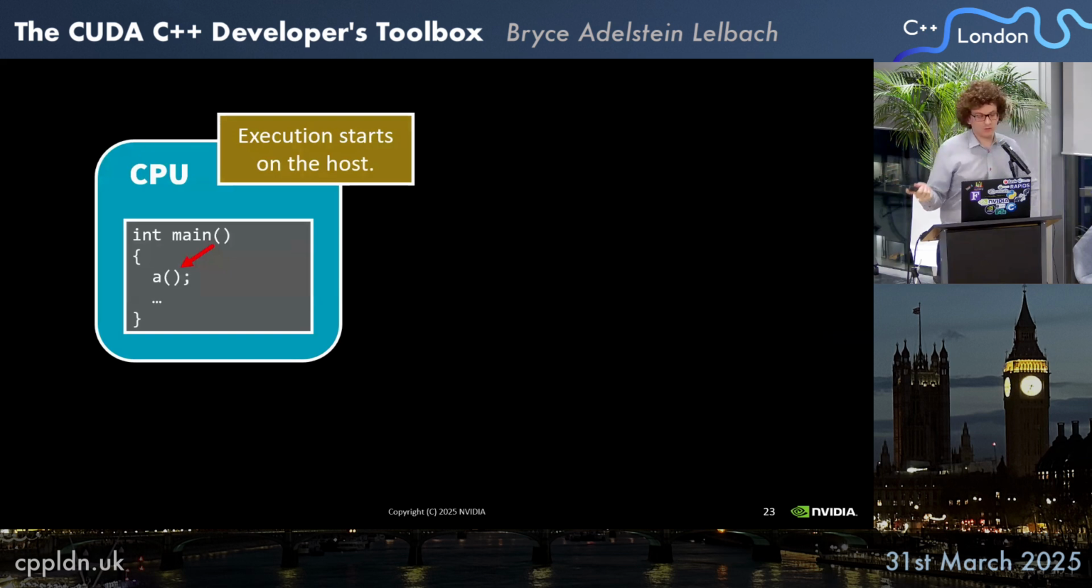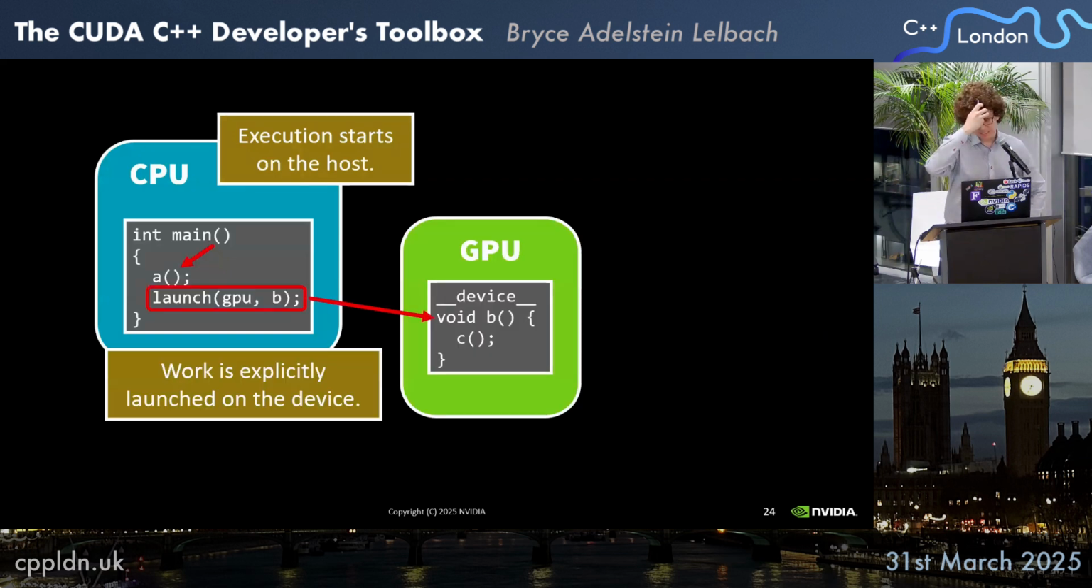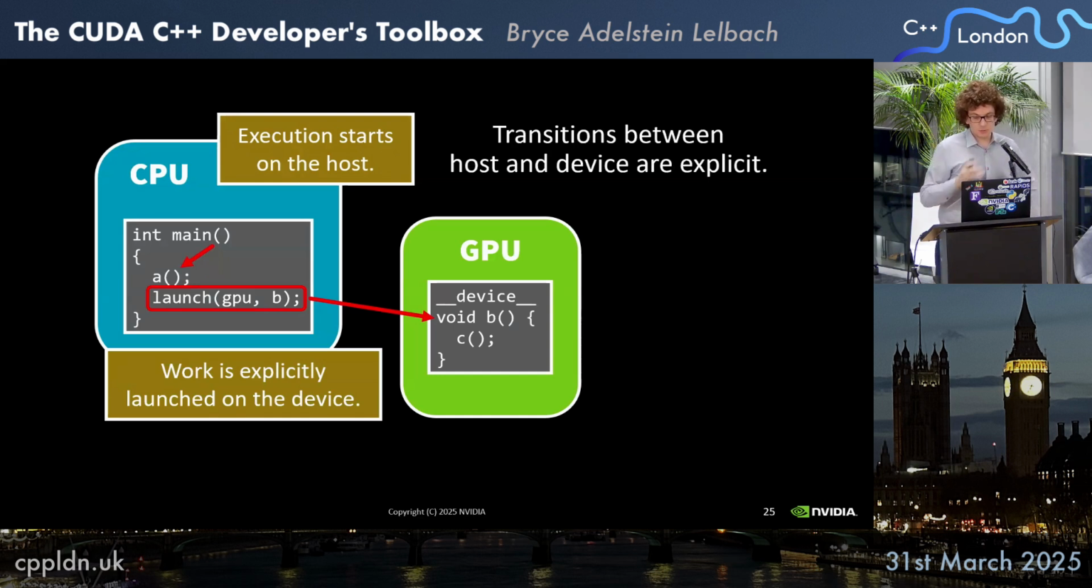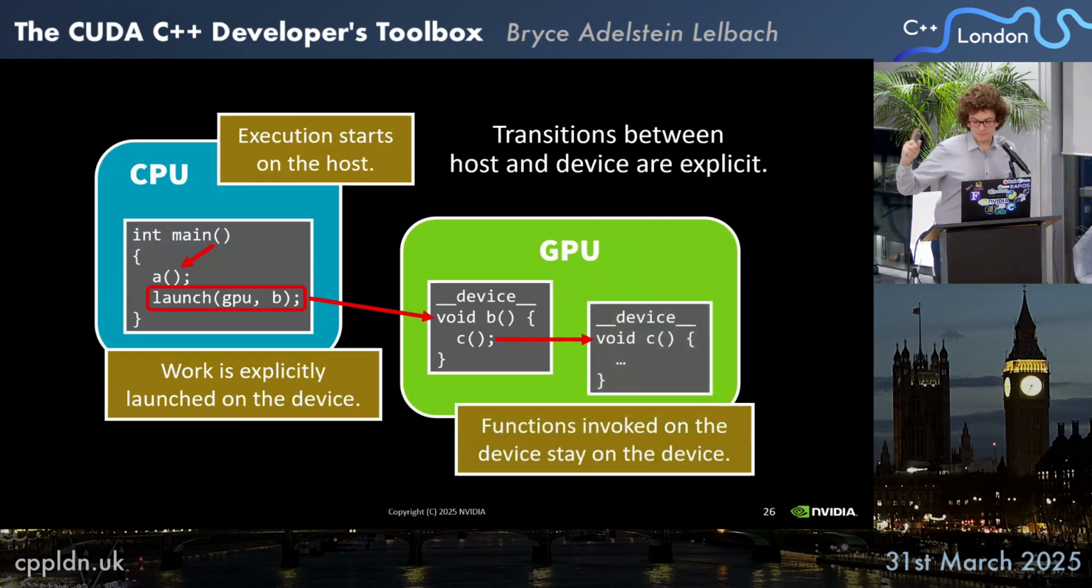Execution of a CUDA program always begins on the host, and work must be explicitly launched on the device. The transitions between host and device are always going to be explicit. You have to call a function that launches work on the GPU. CUDA C++ will not magically decide to run things on the GPU for you. So functions that are invoked on the device will stay on the device. You can't launch host functions from the device.